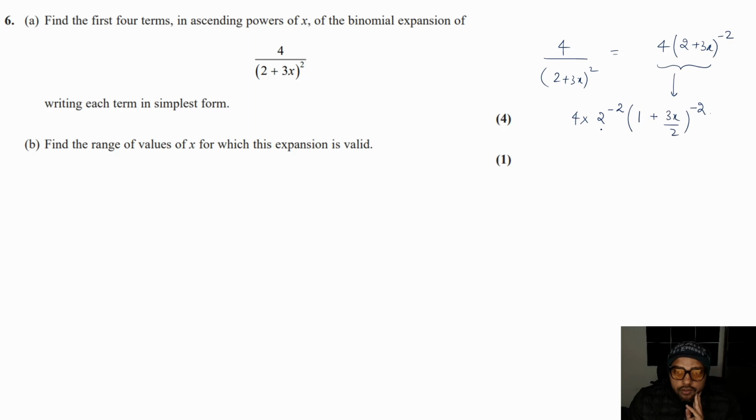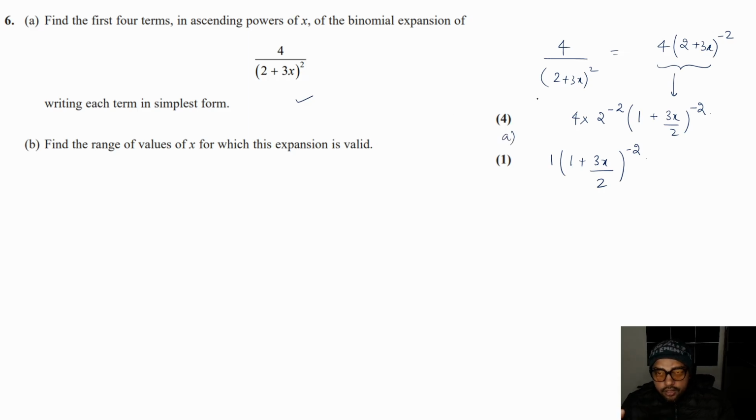Now, on solving this part we will get 4 times 1 by 4, which equals 1, since 2 raised to the power negative 2 is 1 by 4. So it will be 1. The component we are left with is 1 plus 3x by 2, raised to the power negative 2. So this we have written in the simplest form, which they were asking. So this was the A part.